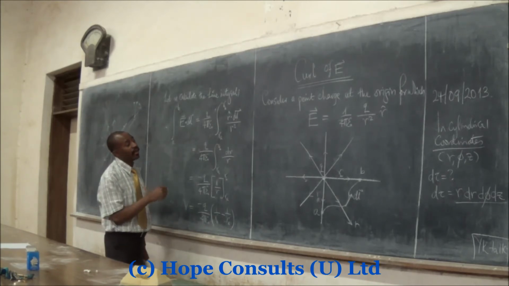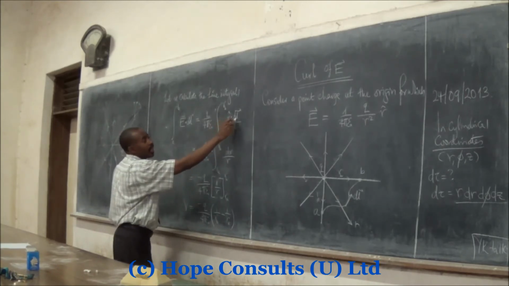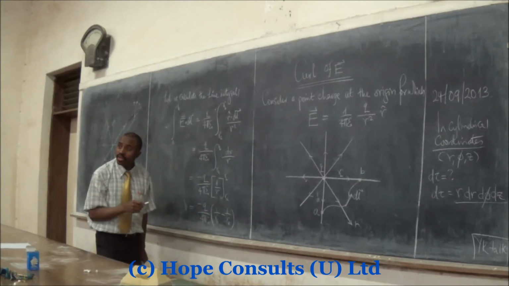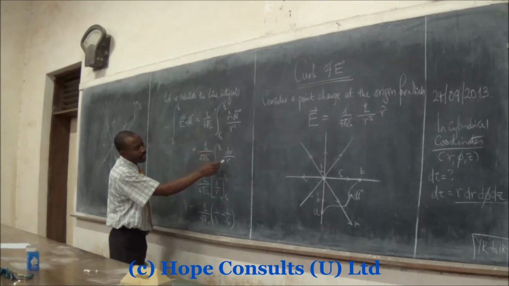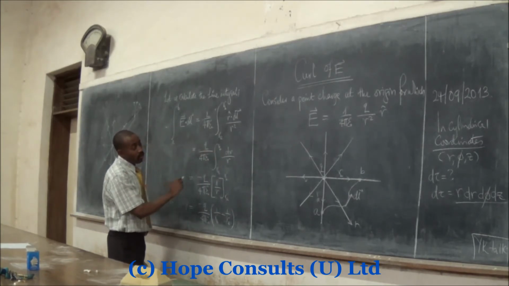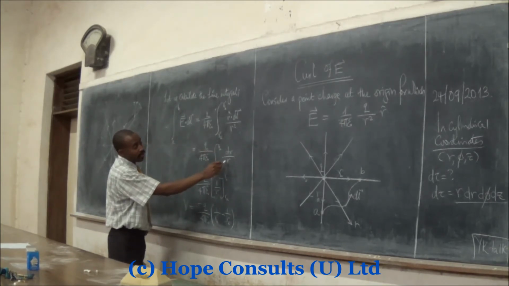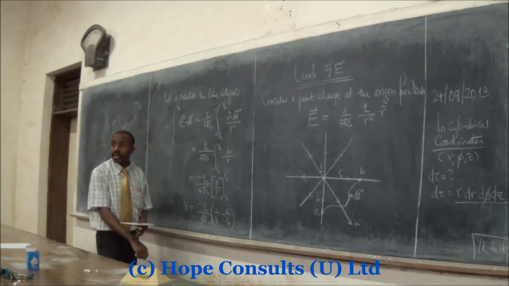I said that R cap dot dl is equal to dR. Good. So we are okay here. So when we integrate 1 over R squared, what do we get?